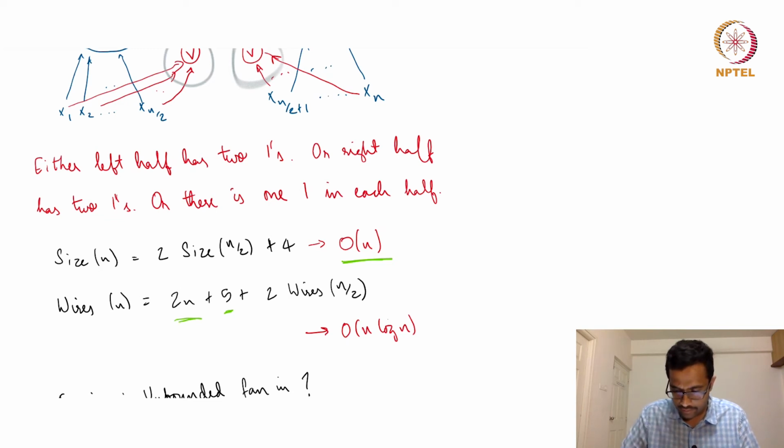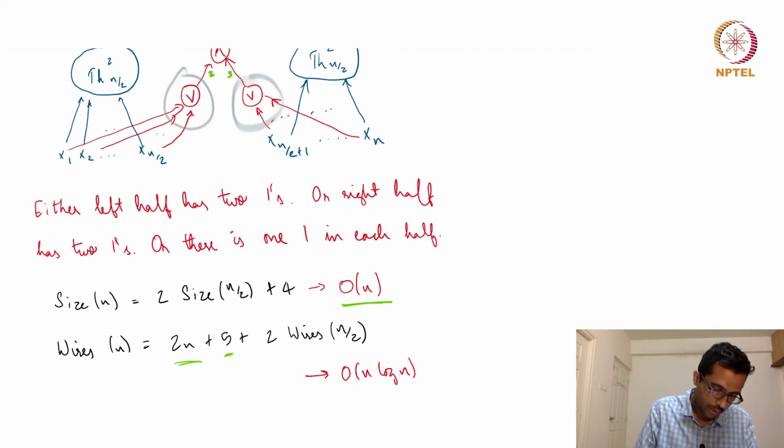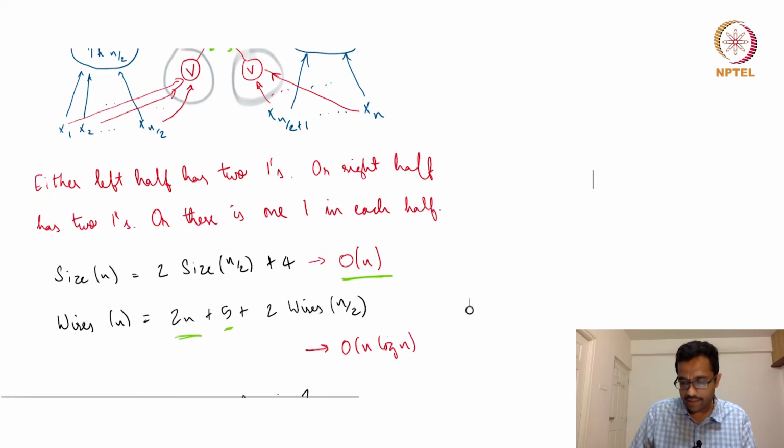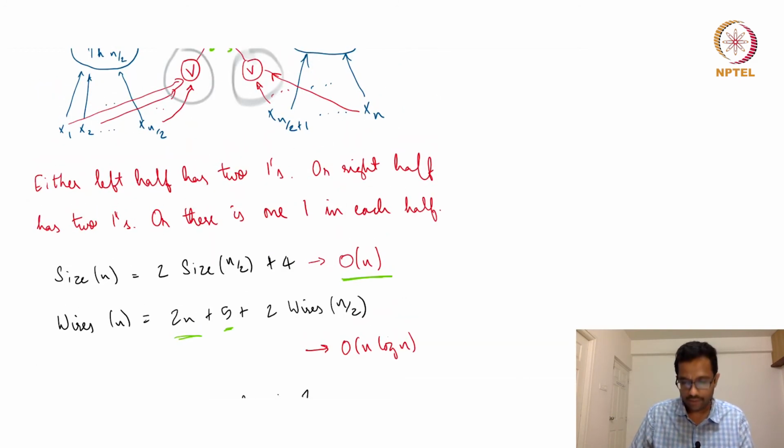In fact, if you work this out, you may get n log n, but there may be a bit of overcounting here, because you may be counting the same wire that is going out of this x1 x2 inside as well. But still I think you will get order n log n. Again, this is standard recurrence solving, that you can work out.